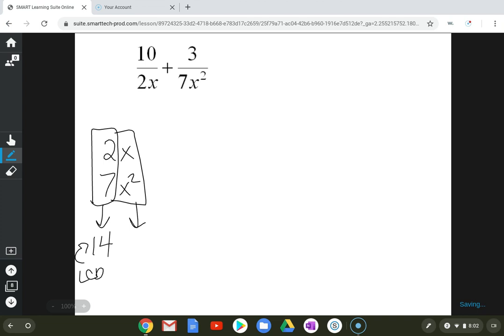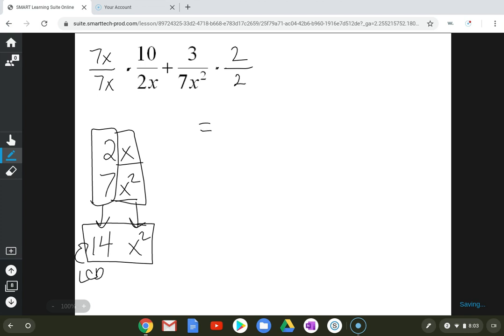Our LCD for our letters would be x squared, because that is the smallest thing that is evenly divisible by x squared and x. So my LCD is 14x squared. Now I look at my first fraction. What do I have to multiply 2x by to get 14x squared? It needs a 7 and it needs an x. So I multiply top and bottom by 7x. On this side, I already have the x squared. All I need is the 14, so I just have to multiply it by 2.